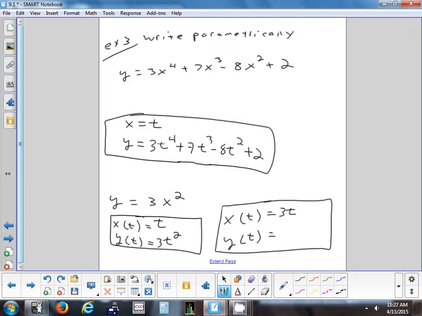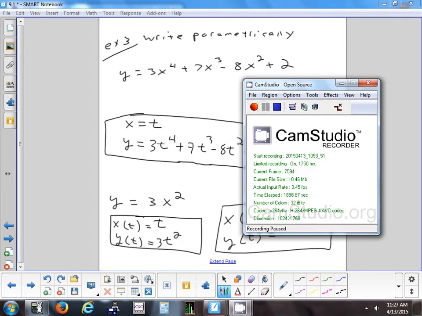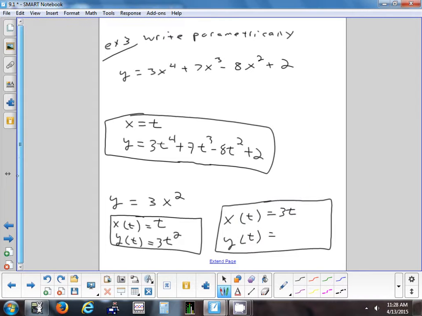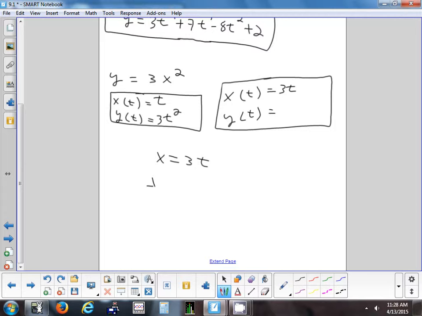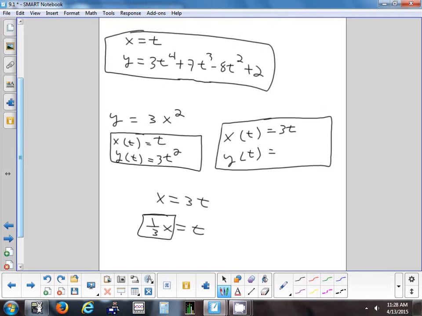Now we're trying to think of something here with a t in it, so that when we solve it, we get the same equation. Remember, this top equation, when you plug it into the bottom one, you're going to end up solving it for t. So right now it's this. You divide each side by 3. That's what you have to plug in for t. And when you plug that into the bottom one, I want to somehow end up with 3x squared.